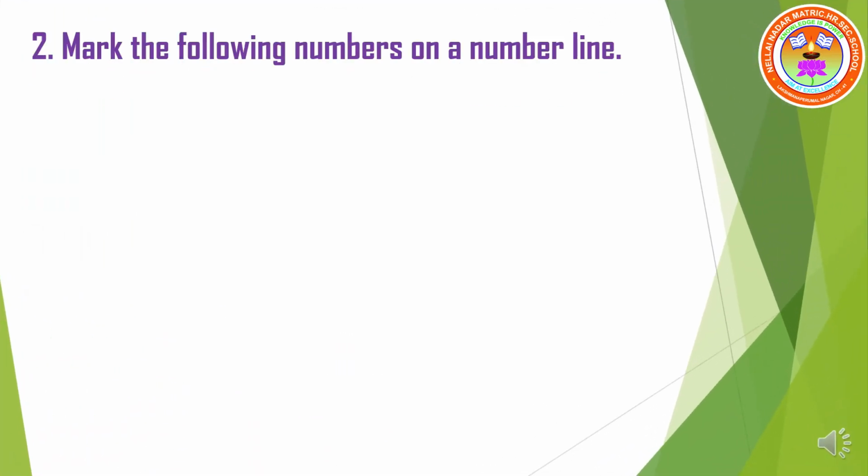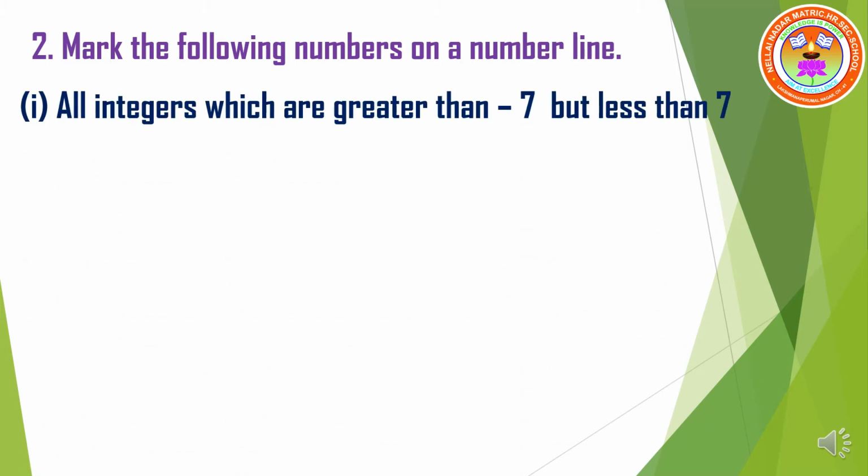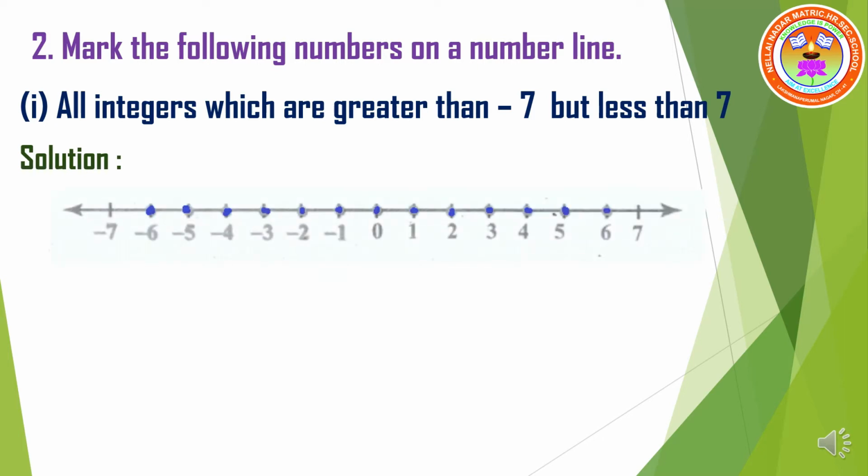Question number 2. Mark the following numbers on a number line. Under that, subdivision 1. All integers which are greater than minus 7 but less than 7. So we have to mark the integers which are greater than minus 7 and less than 7. So we have drawn the number line. Okay, on that we are going to mark it.